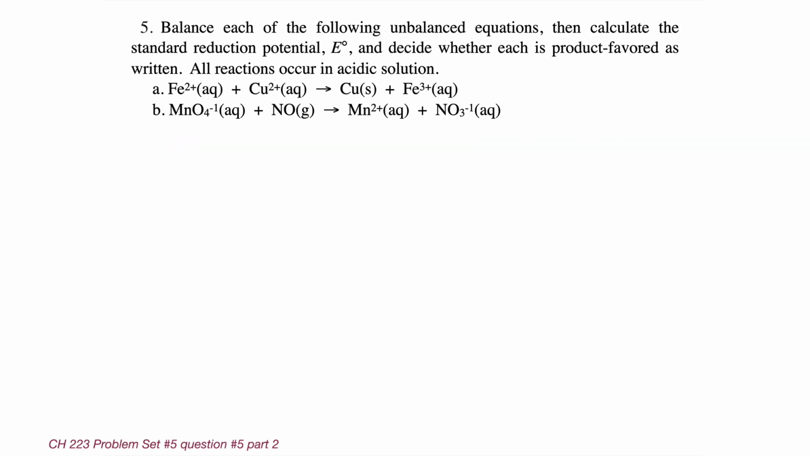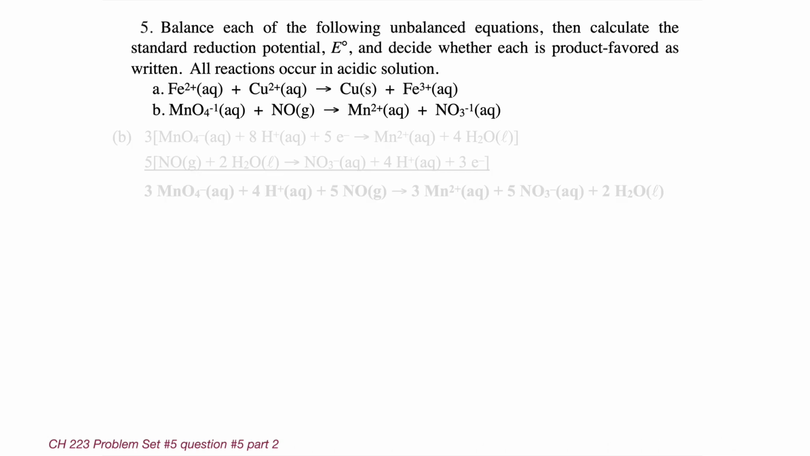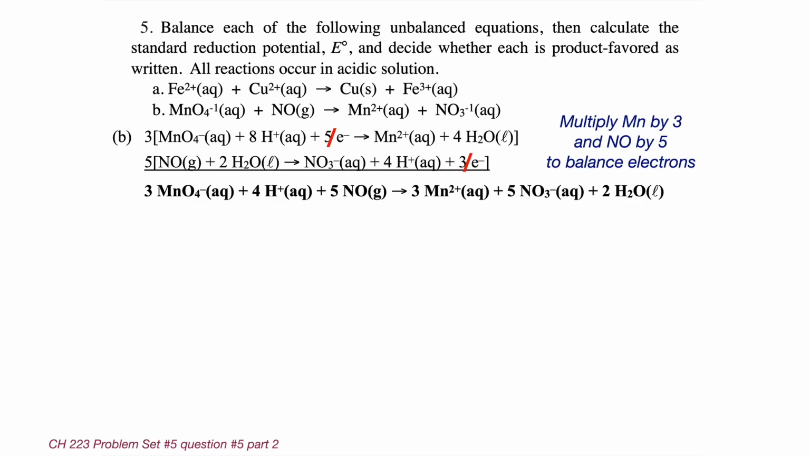Now, the second reaction is similar. It's permanganate and Mn2+, and nitrogen monoxide and nitrate. And the first thing, like before, you've got to balance this out. Now, this is a lot more involved of a reaction to balance, but it's the same kind of thing. You start off with the manganese 2+ and the permanganate. Permanganate has 4 oxygens, so you need 4 waters, and that means you need 8 H+.